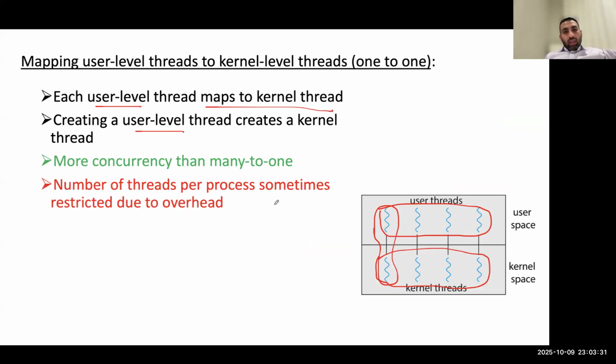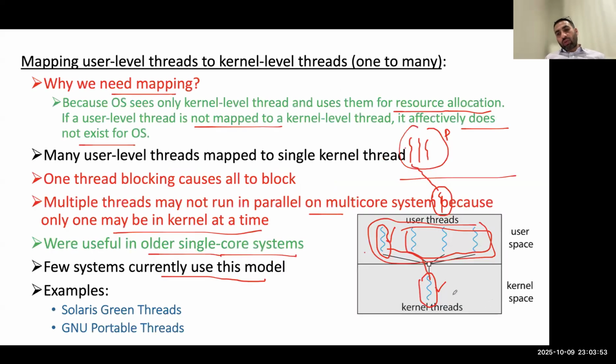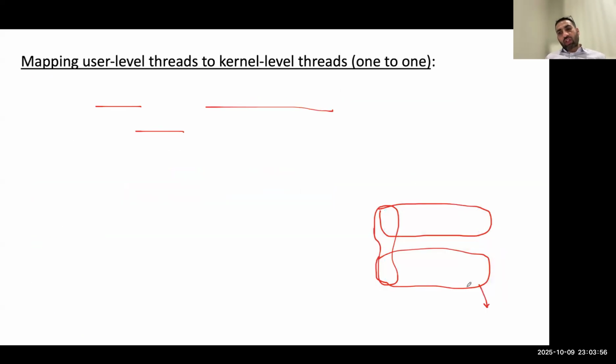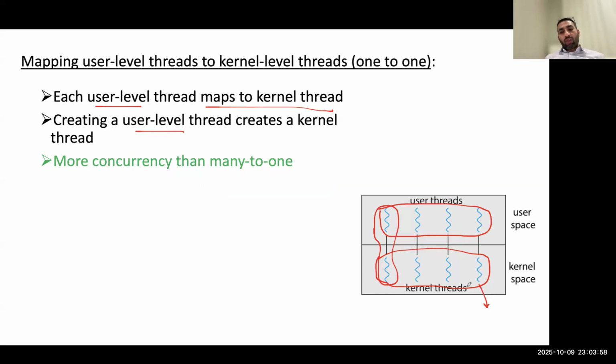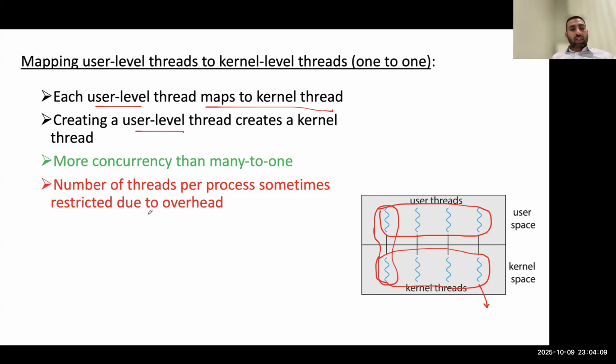Now the thing is that since you are mapping each user level thread to a separate kernel level thread, it means that at the kernel level, the size of your thread table will increase, right? So for example, here you will have four entries in the thread table, but in this case, you will have only one entry in the thread table, right? So it means that the size of your thread table will increase with the number of user level threads, right? Which results in extra overhead.